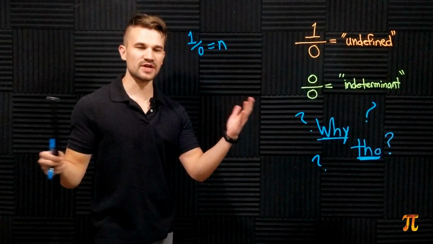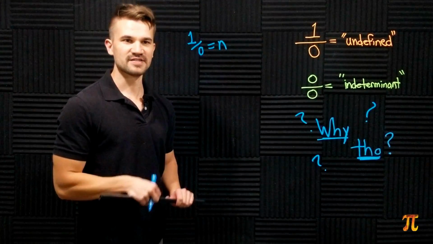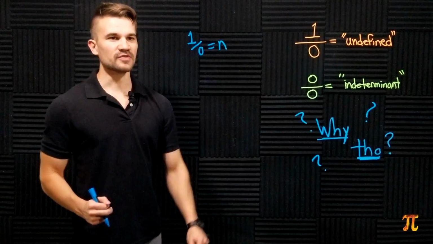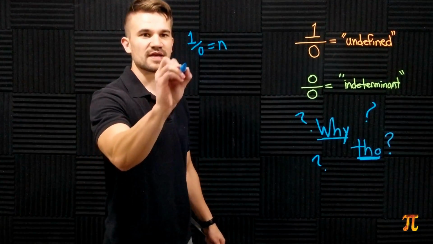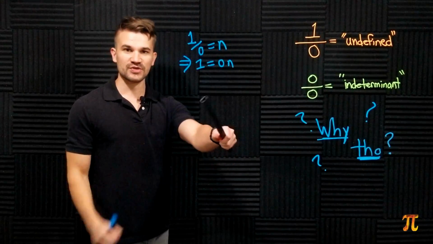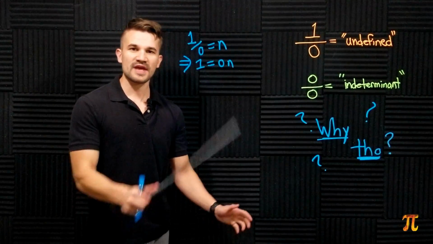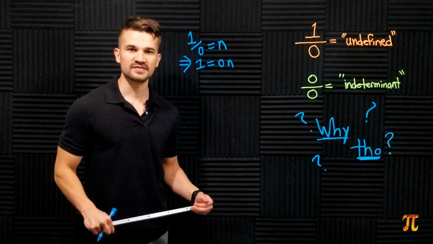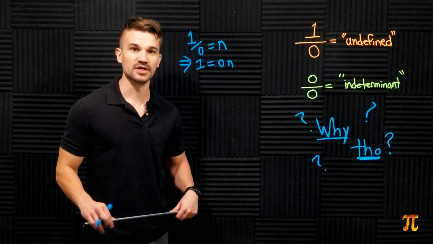Okay, so we have this number n, it's 1 divided by 0. All right, well, if we multiply both sides of this equation by 0, we get that 1 is equal to 0n. Now, we know that no real number does this. 0 times any real number is 0, not 1.